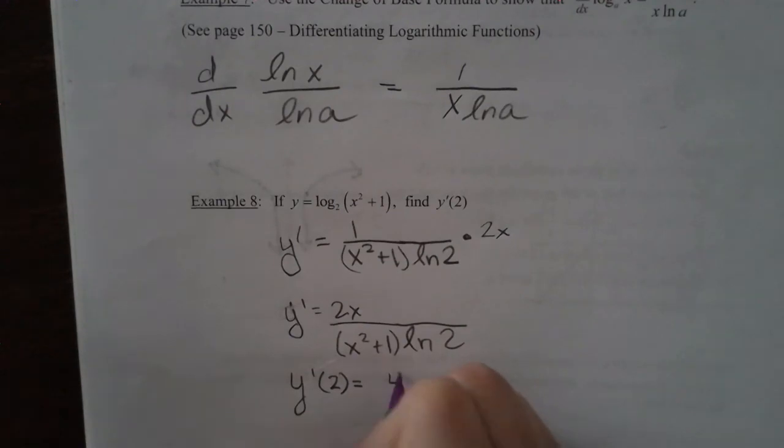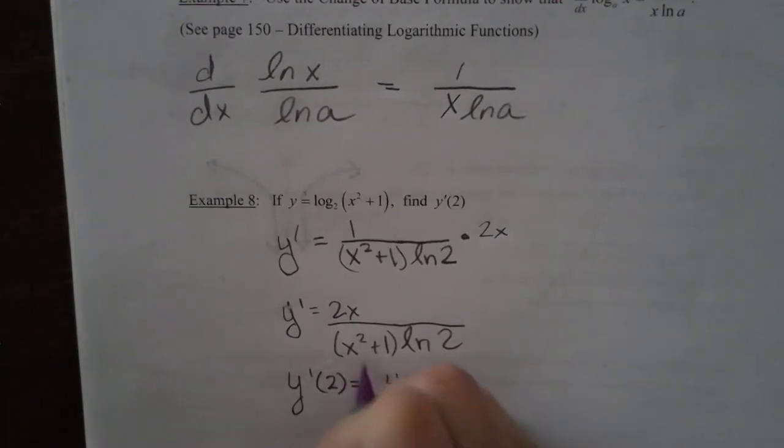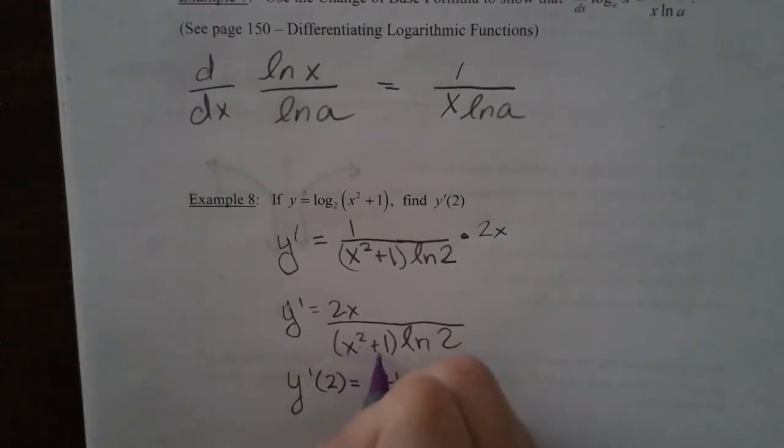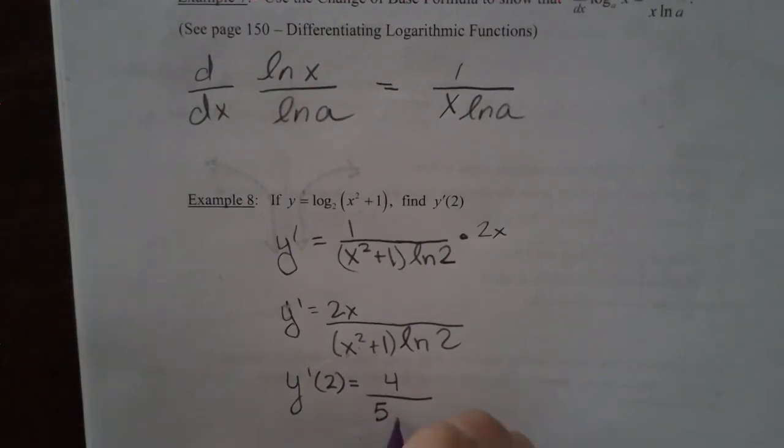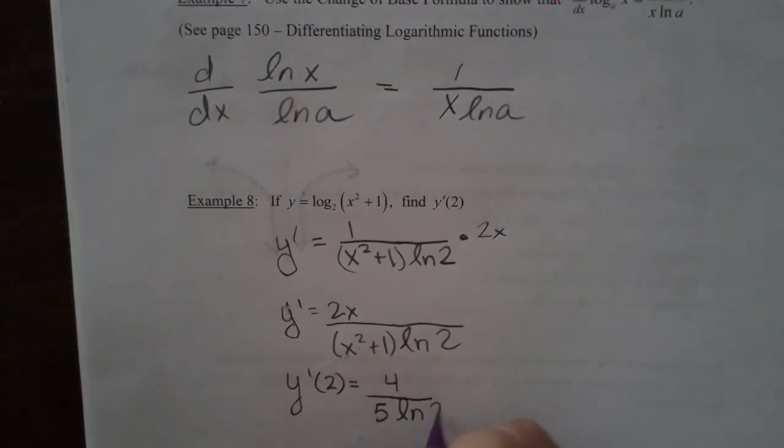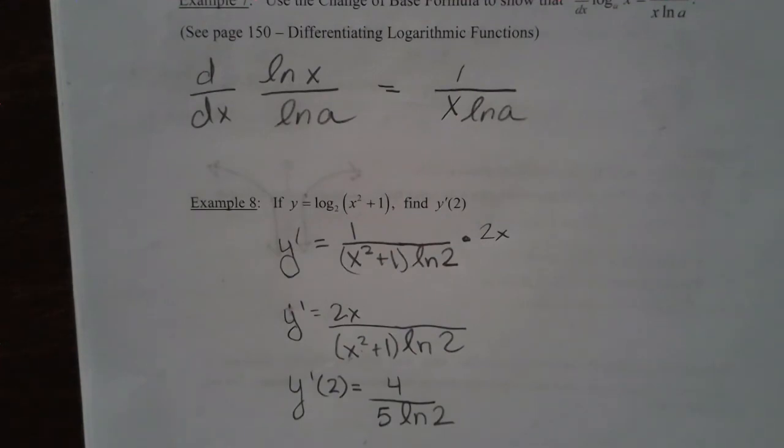So I get 4 all over, let's see, 2 squared is 4, plus 1 is 5, ln 2. And we are done. Thanks, guys.